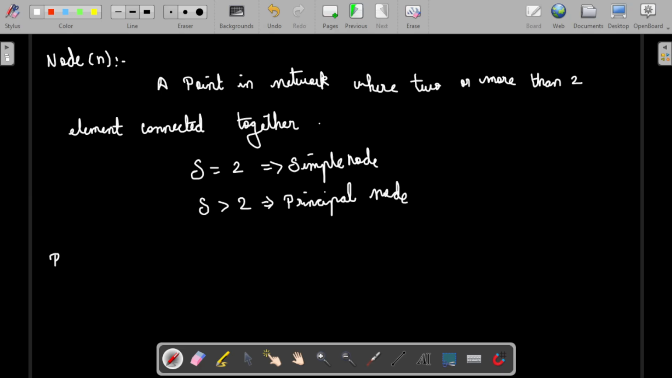Then what do you mean by branch? We denote it with a small b. A circuit element consisting of two nodes is called a branch. So two nodes make a branch.